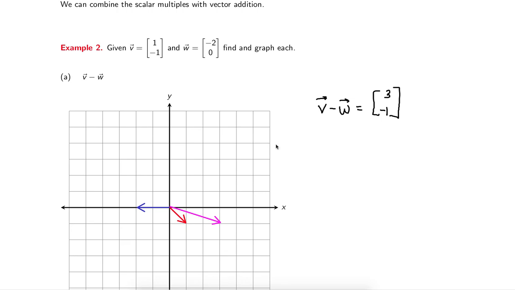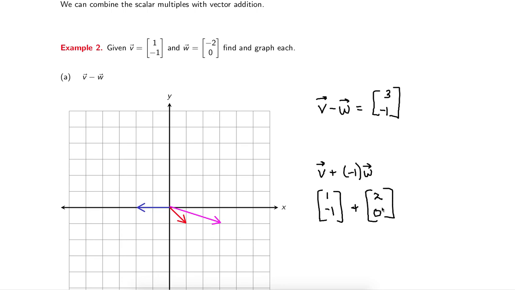So if we look at vector v plus -1 times vector W, got to get out of arrow mode here. Vector v plus -1 times vector W, and I don't know why I put the parentheses there, but that would be 1, -1 plus -2 times -1 is 2, and we get 0.